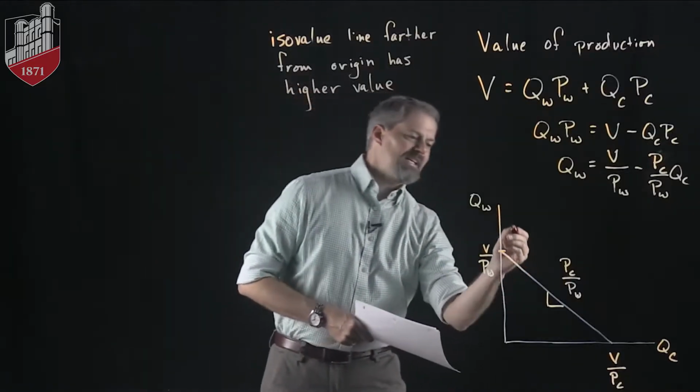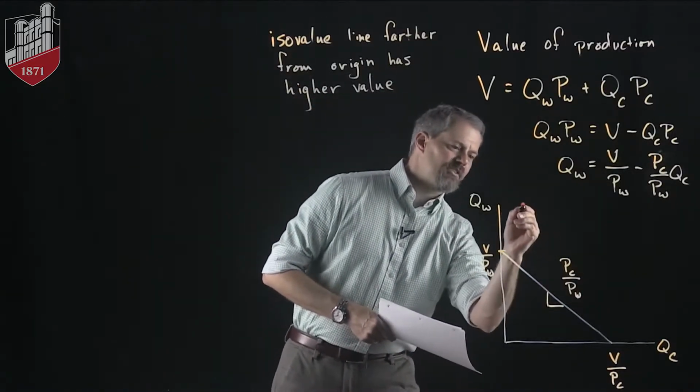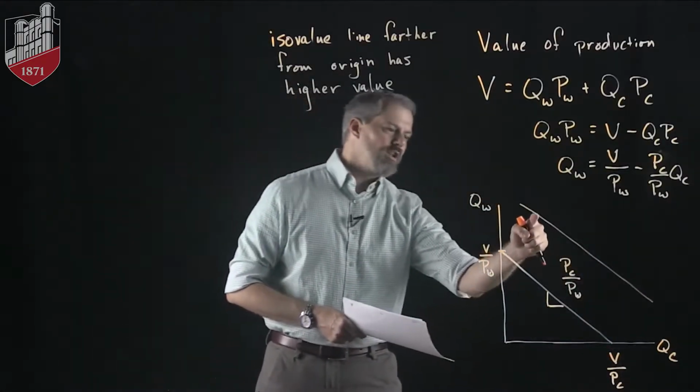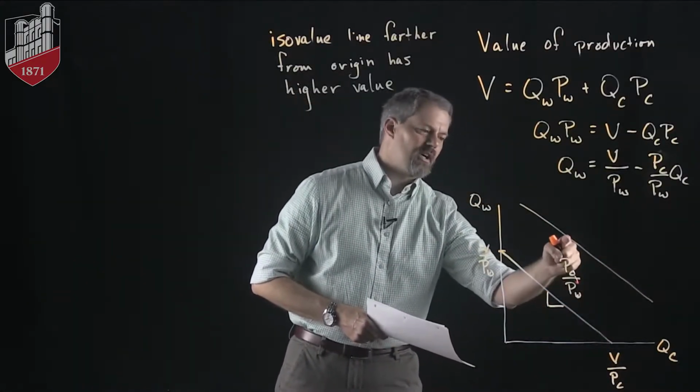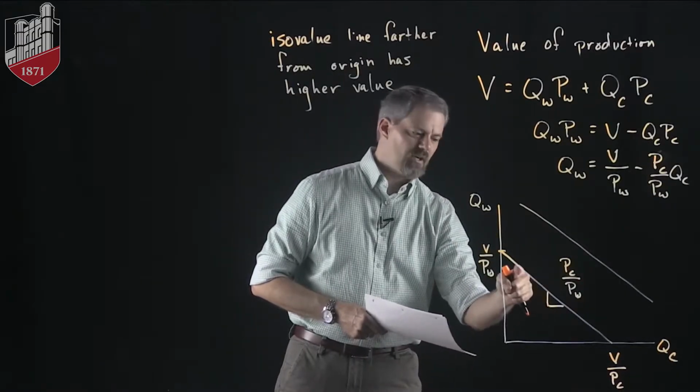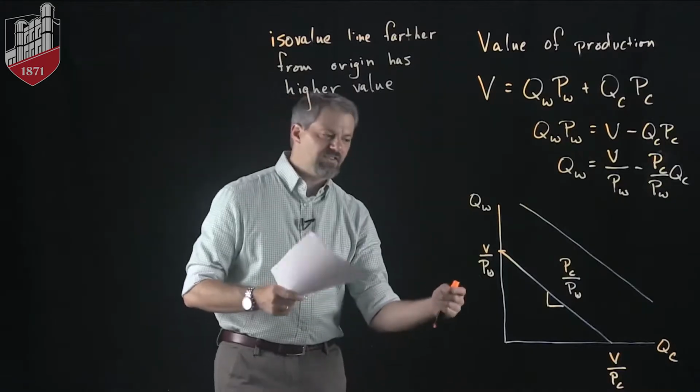Okay? So any ISO value line out here, for example, if I were to draw an ISO value line right out there, all of the bundles on that ISO value line would have a higher value than these bundles would on this ISO value line. And you can see that easily.